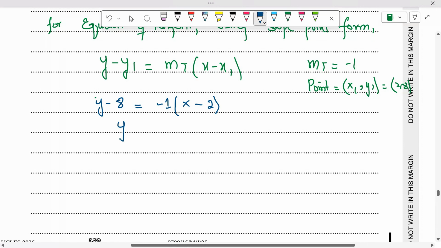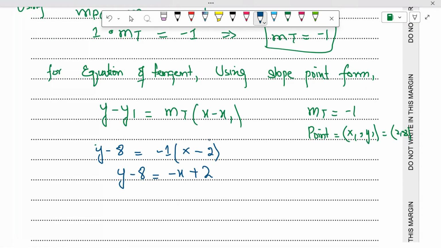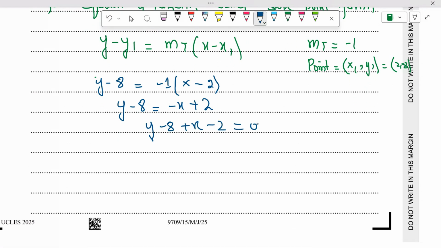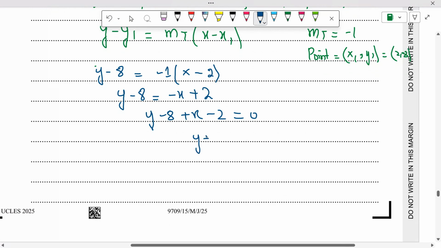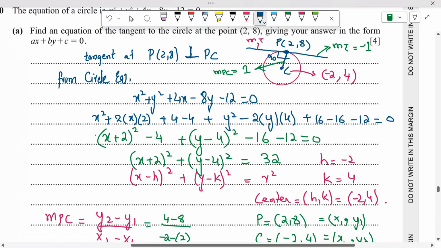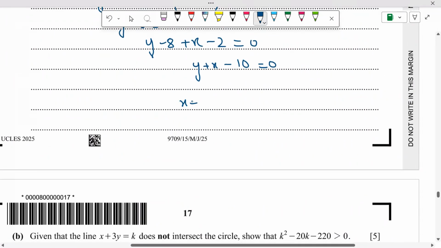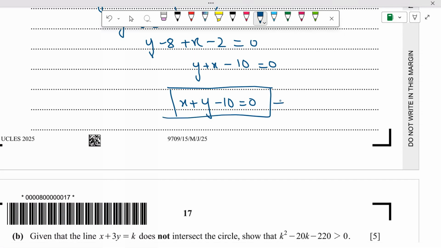So we have y − 8 = −(x − 2). Solving further, we have y − 8 + x − 2 = 0, so y + x − 10 = 0. Or you can say this is x + y − 10 = 0. This is the required equation of the tangent.